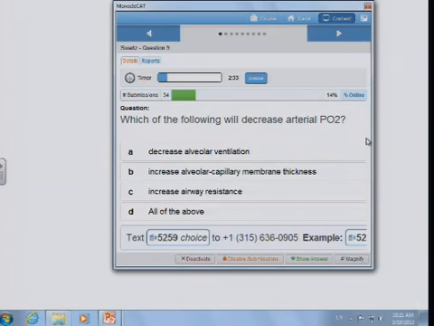Once again, these questions are a little more simplistic than what you're going to have on the exam. On the exam, you'll be looking more specifically about some of the things that would affect arterial PO2. One more minute.